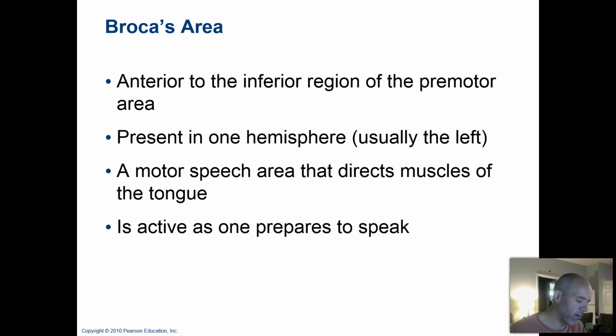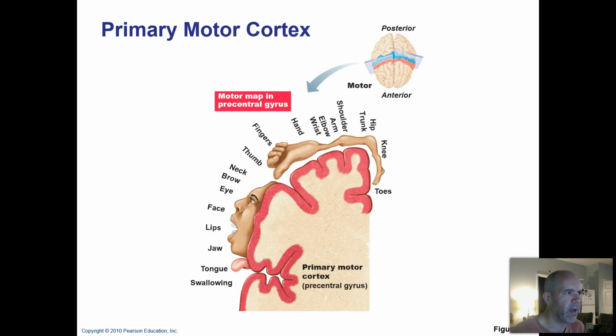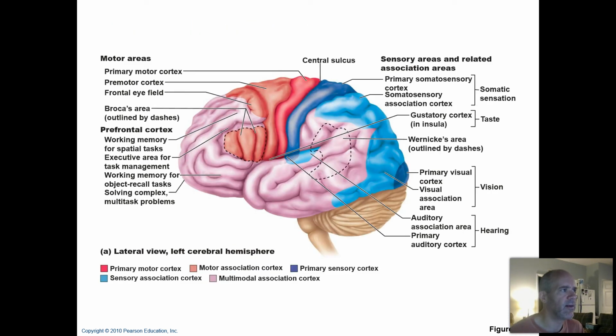All right, then there's another area that's involved in motor control, and it's called Broca's area. Let me back up over here to this diagram. Right in here, this area that's highlighted with that dashed line, just ahead of our primary motor cortex over here, that's called Broca's area.